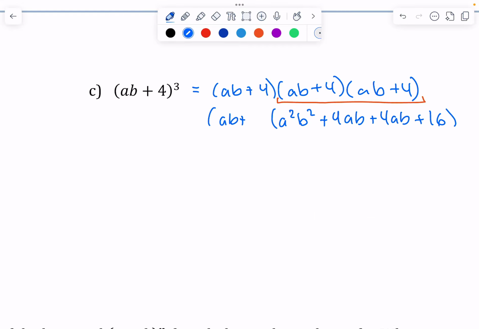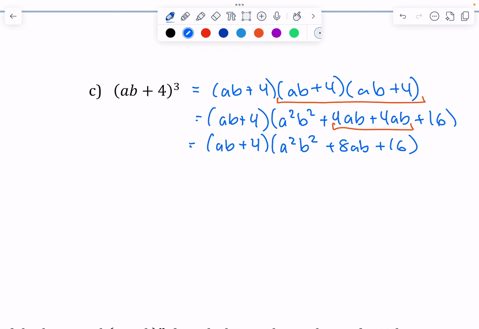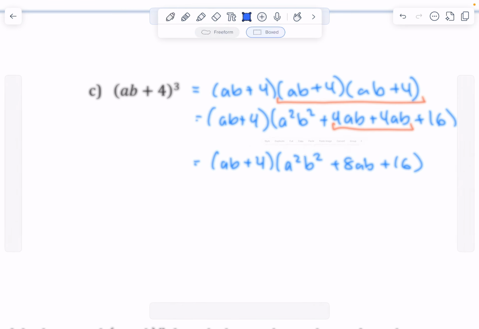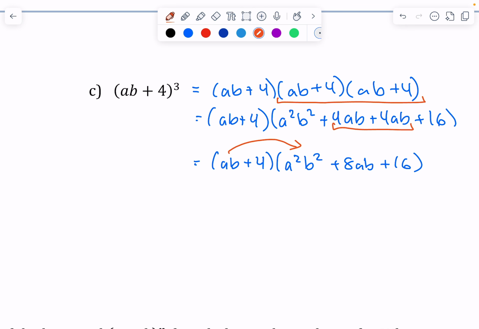I still have AB plus 4 here. I'm going to combine my like terms here and get 8AB. So that's going to be AB plus 4 times A squared, B squared, plus 8AB plus 16. And now I have to distribute each term into the parentheses. Just to do something different, I won't use the area model. I'll just distribute each term into the parentheses.